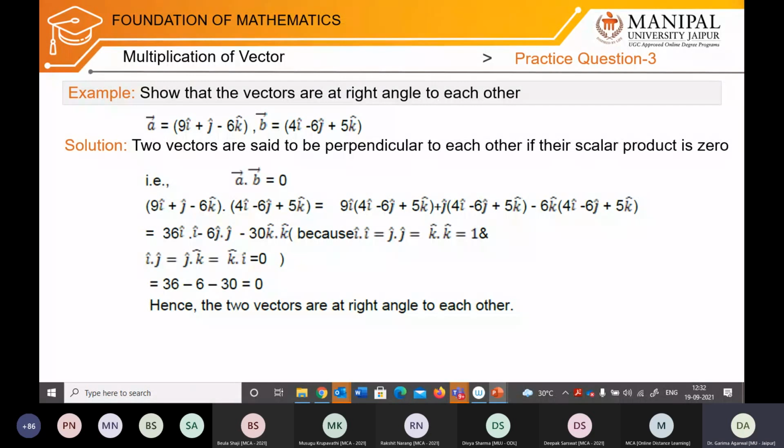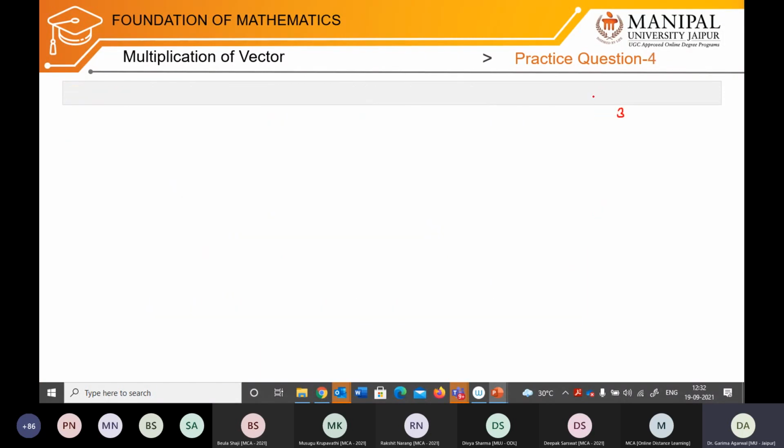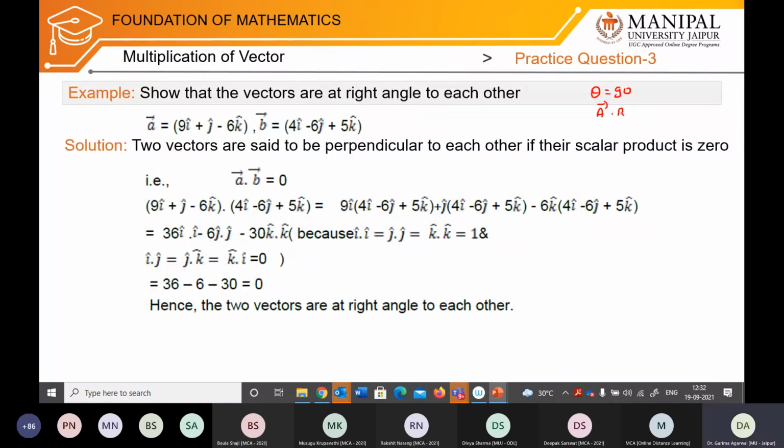Show that the vectors are at right angle. They are at right angle means what? The angle theta is 90 and cos 90 is 0. That means A dot B is equal to, formula is magnitude of A, magnitude of B cos theta. And if cos theta is 0, that means this right hand side is 0. So A dot B should be 0.